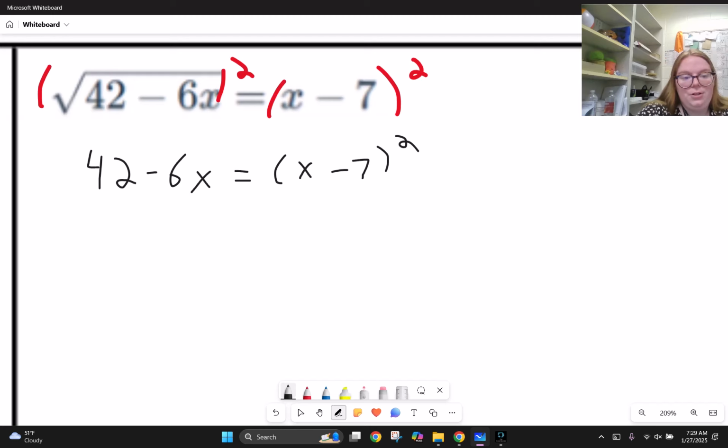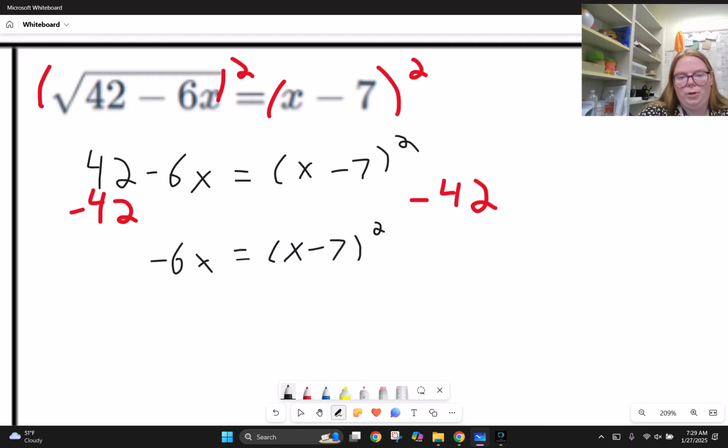Next, I need to get rid of anything not with the x, so that 42 goes next. It's positive, so to get rid of it, remember when I'm adding and subtracting, my hope is that I end up with 0. So I'm going to subtract 42 from both sides. So we've got negative 6x, and here's where I see a big mistake. Don't forget that that 6 is negative, which equals x minus 7 squared. And again, that minus 42, it can't go inside those parentheses, so it's just going to be on the end.